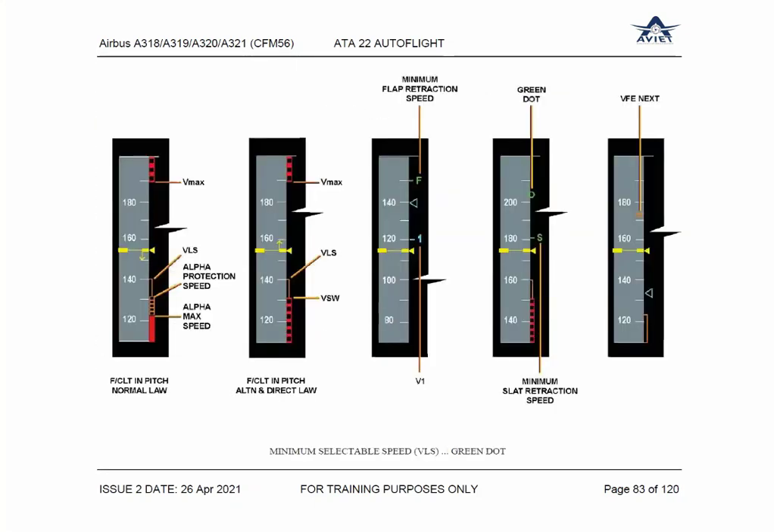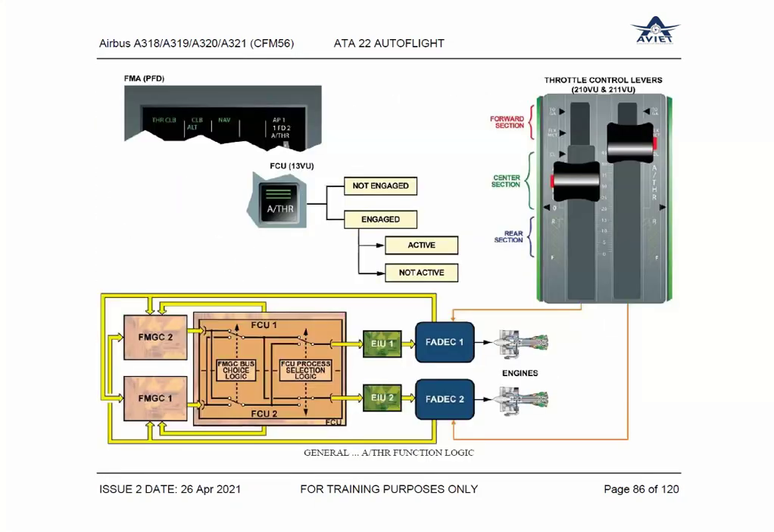Okay, let's see from here. During auto thrust, the pilot will keep both the thrust levers here, at the climb detent. This is a standard practice.